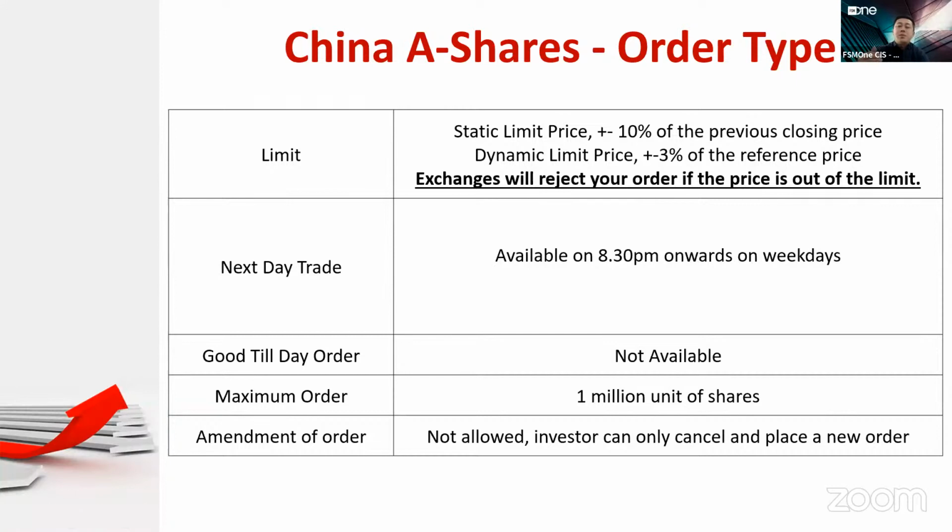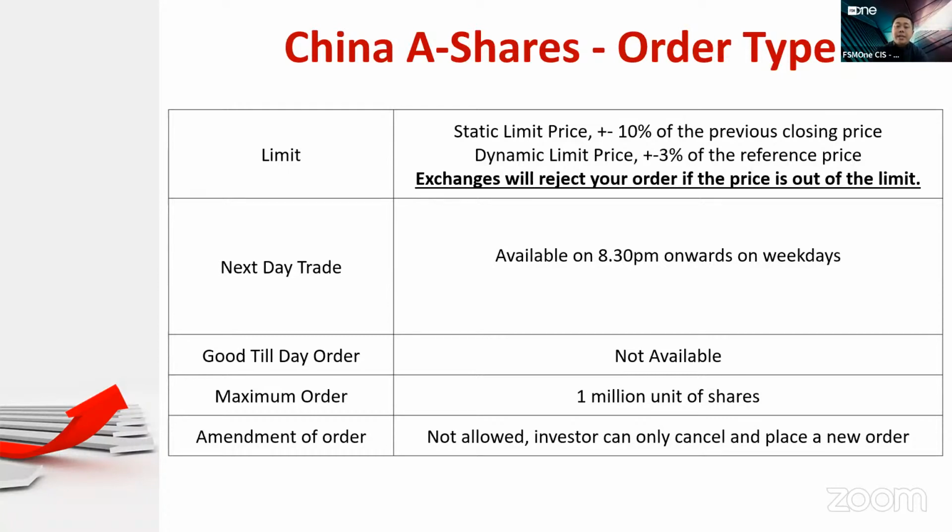So please do not feel weird if, when you place an order in the A-share exchange, your order is rejected. This is because the static limit price and dynamic limit price apply here. Next day trade, as I mentioned in the previous slide, is available from 8:30 p.m. onwards on weekdays. And good till date order is not available yet for the China A-share market.